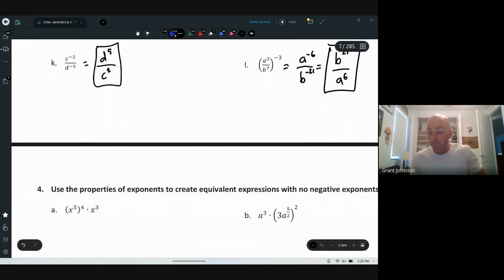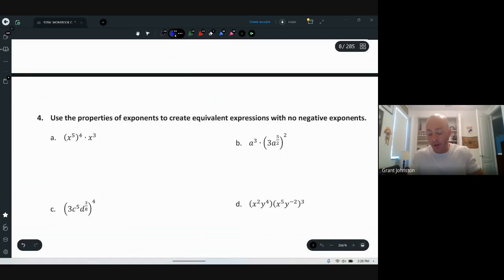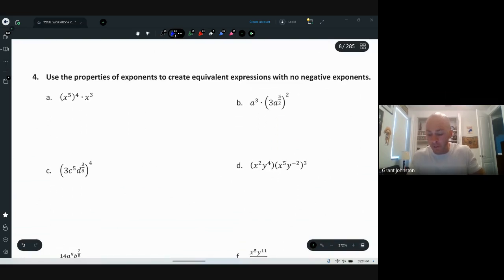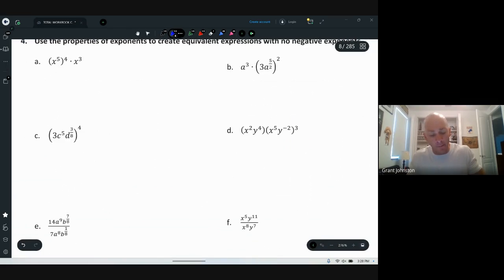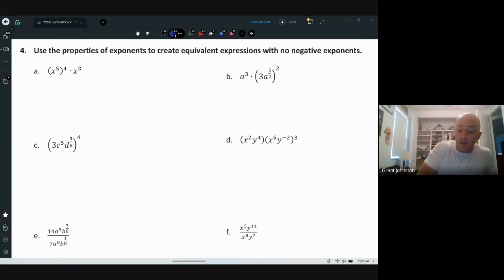Now, number 4 is a bunch of problems for you to try. It's combining all the rules. If you're okay, go ahead and do it. But I'm going to try to go through maybe the entire first page here. Again, this is just going to combine a few rules. So here we go.